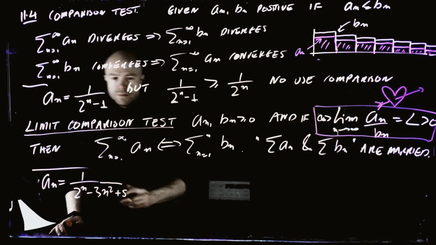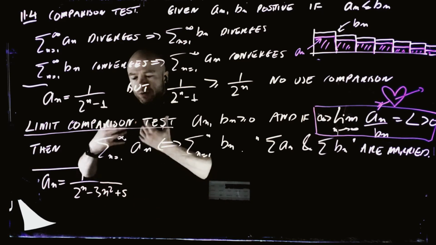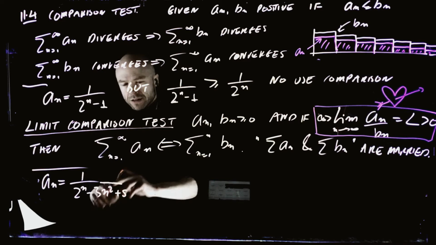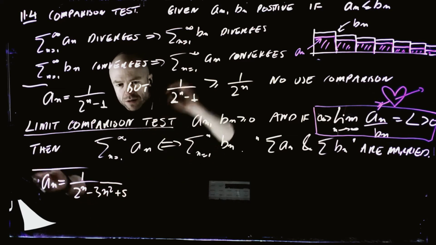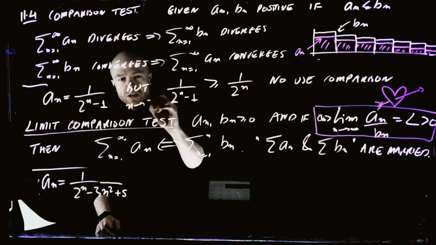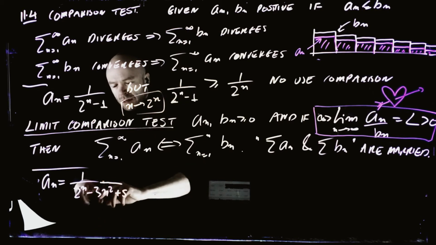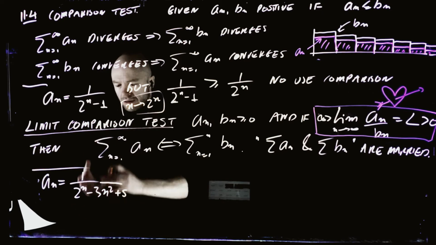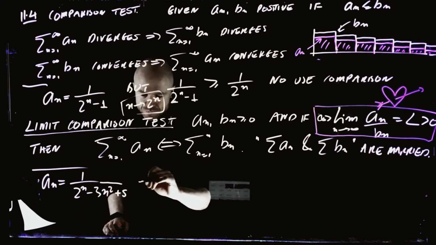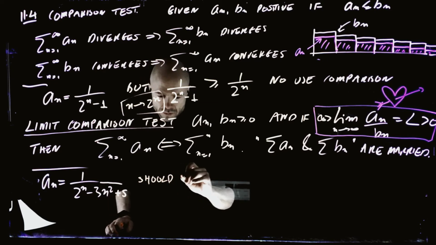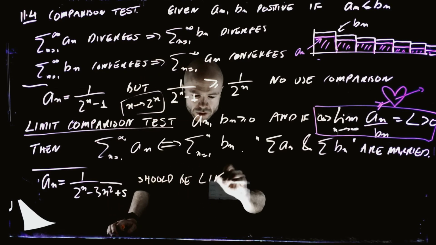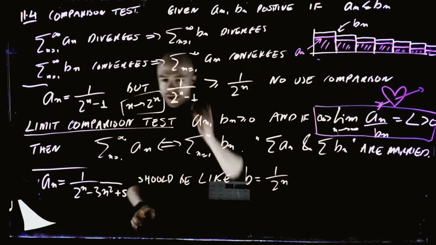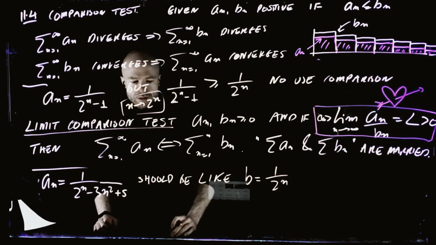This is an ugly guy. But if we look at this, we think, okay, 2 to the n is blowing up a lot faster than 3n squared because this is an exponential growth, this is an exponential function, this is the function 2 to the x. So the dominant behavior on the bottom should be this 2 to the x. So we think that this thing should be like this beautiful series bn, just given by this. That's what intuition tells us.